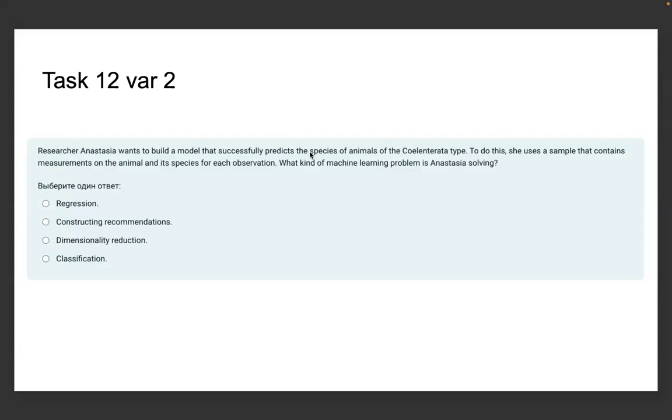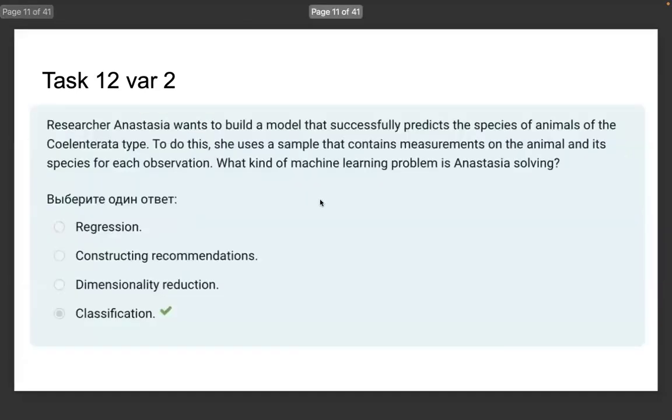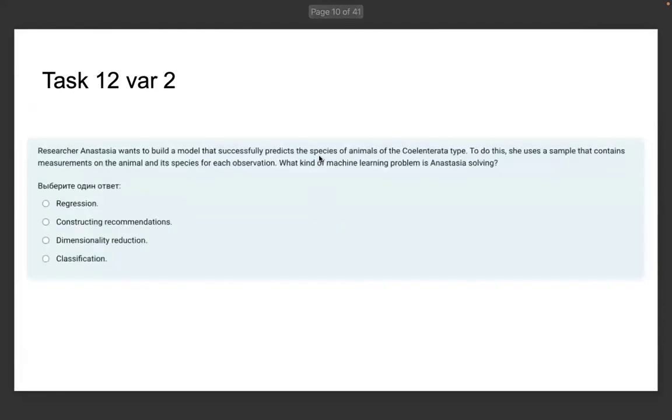So everywhere when you see that you have types as the prediction value of your model, you have to pick classification. Yeah, it's classification. Any question in this task? Okay, why can it be a regression? Because this machine is supposed to predict the type.